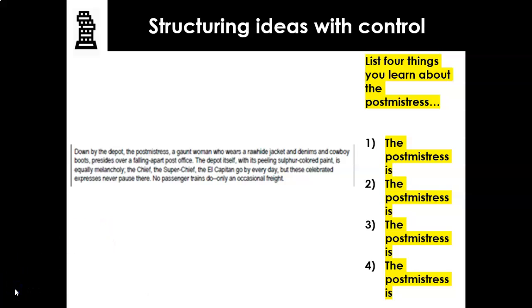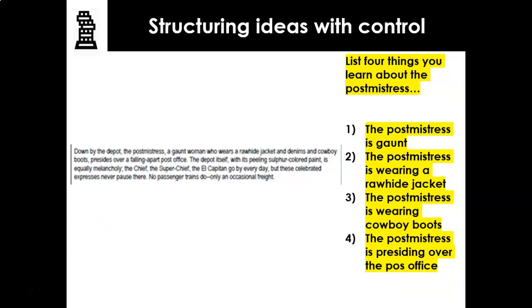Okay, lovely. So what have we got then as our answers? Now, what I like about this is it tells us not only that we've got good reading skills of getting these right, but it's also going to help us when we're making choices for our own writing. So the postmistress is, did you get it? Gaunt. Now, gaunt is a lovely adjective. We're going to look at what it means in a minute.